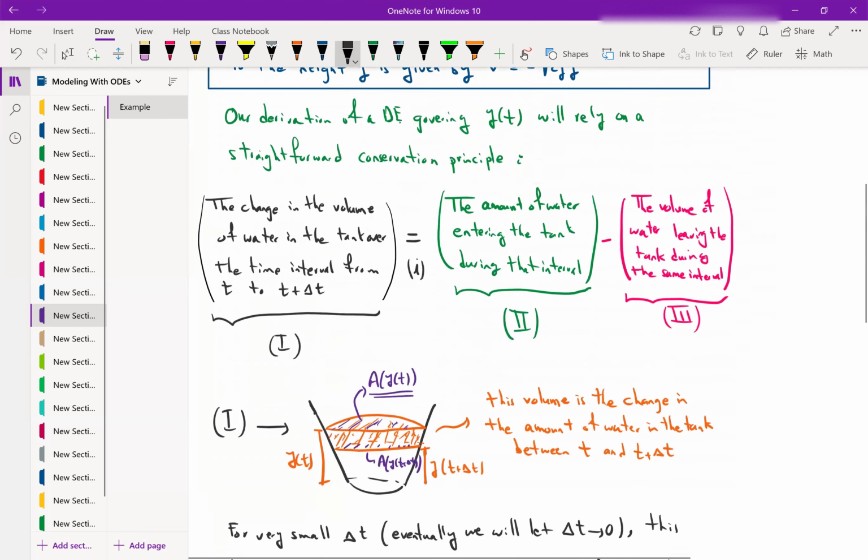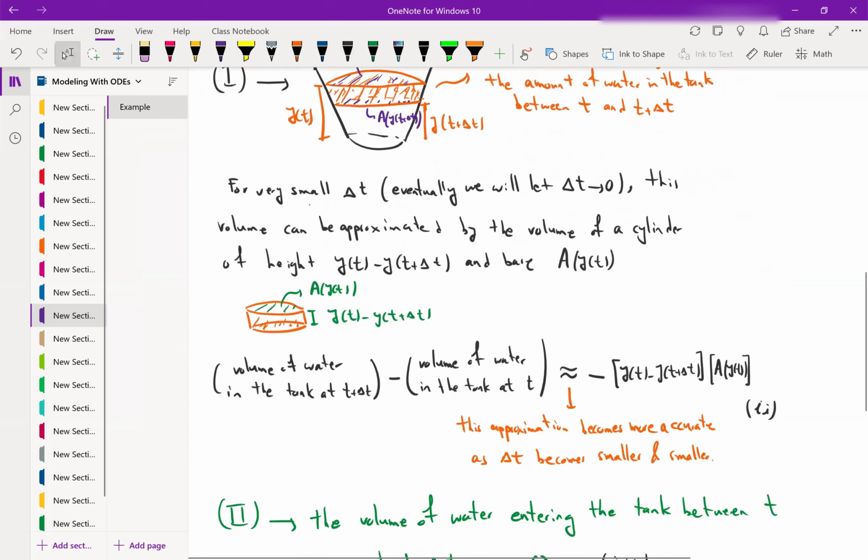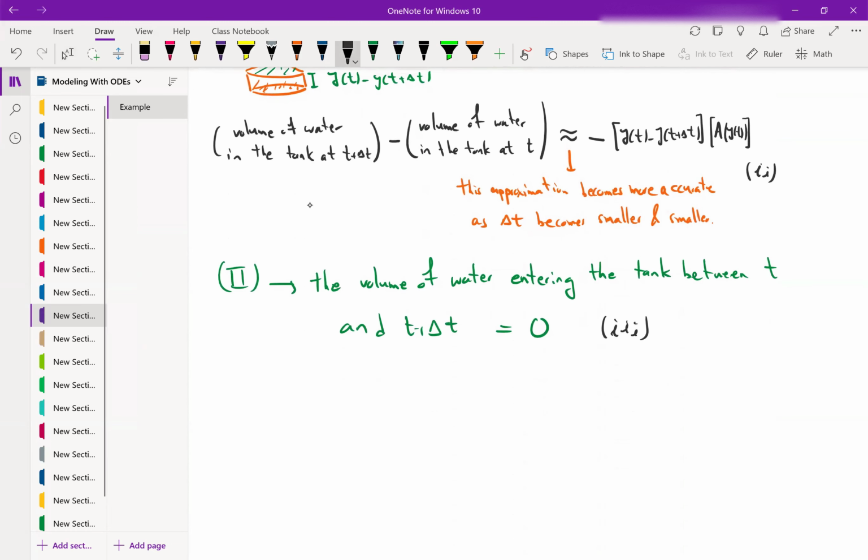And then finally, this red quantity that I have in my conservation law, the volume of water leaving the tank during the same interval. So let's think about that. Let me focus on this quantity now, the red quantity, 3. So this is our tank. We have a hole here of area B, and the water is draining through this hole. This is the water coming out of the hole.